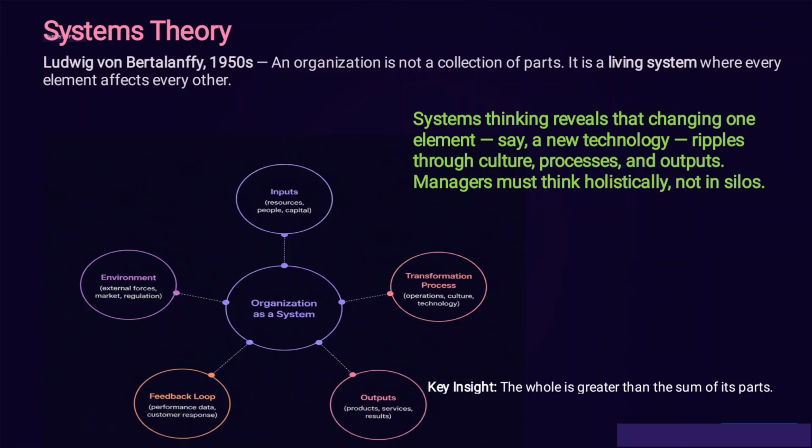One of the elements is input: resources, people, and capital are the inputs of the organization. The next is the transformation process: operations, culture, technology. The third one is output: products, services, results, etc. And the feedback loop, the fourth one: performance data, cluster, responses. And the last one is environment: external forces, market, regulations, customers, and society as well.